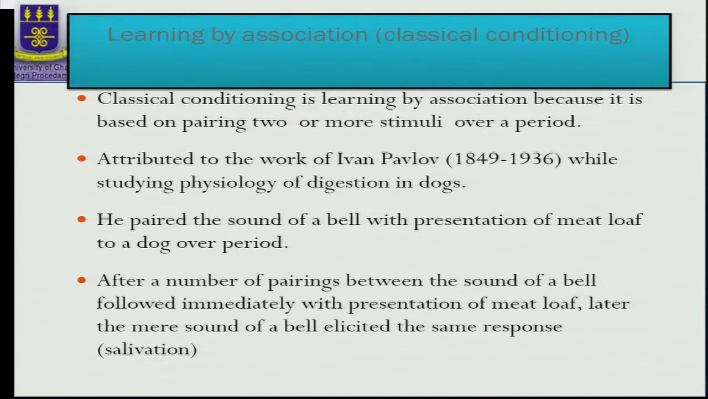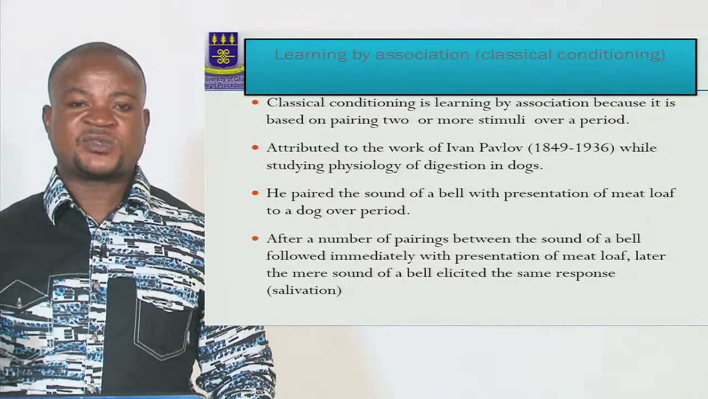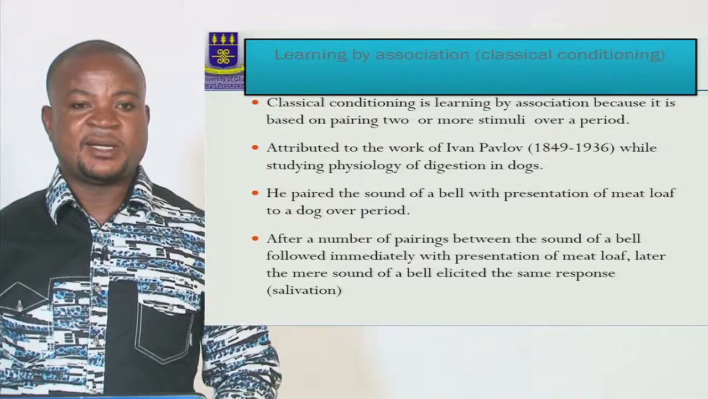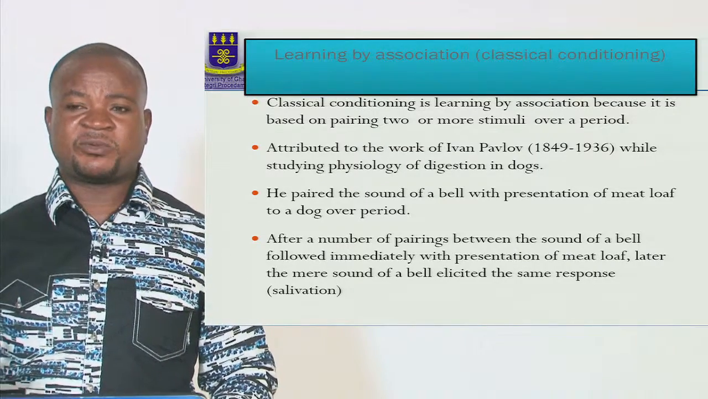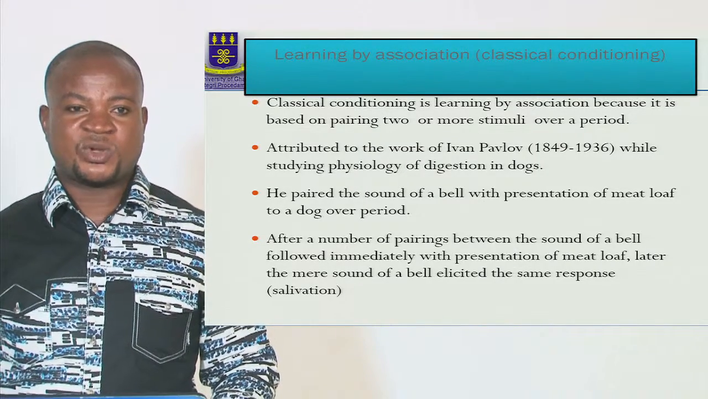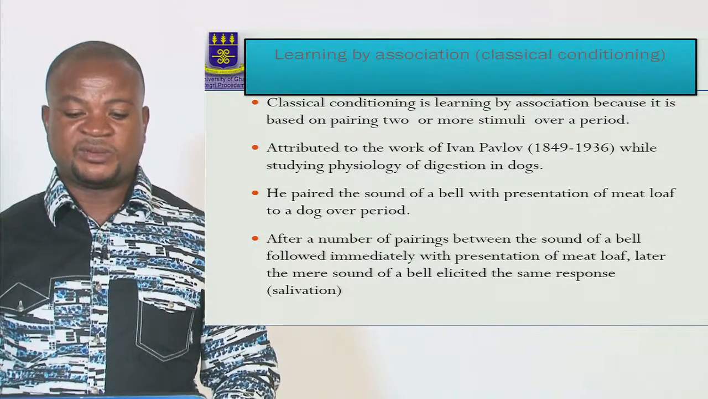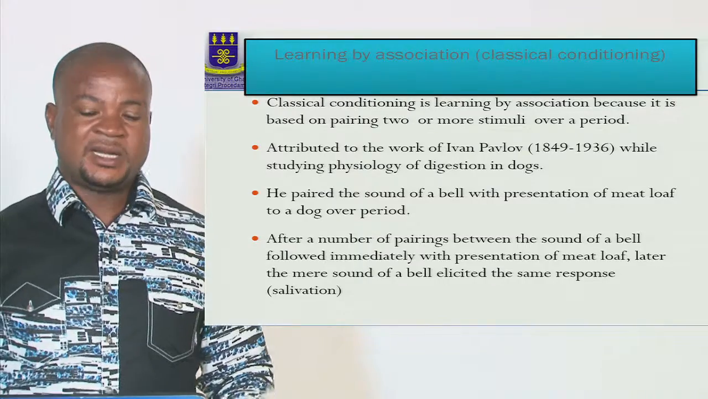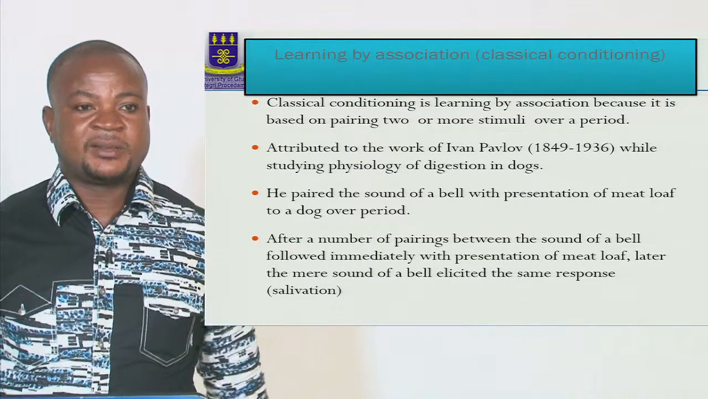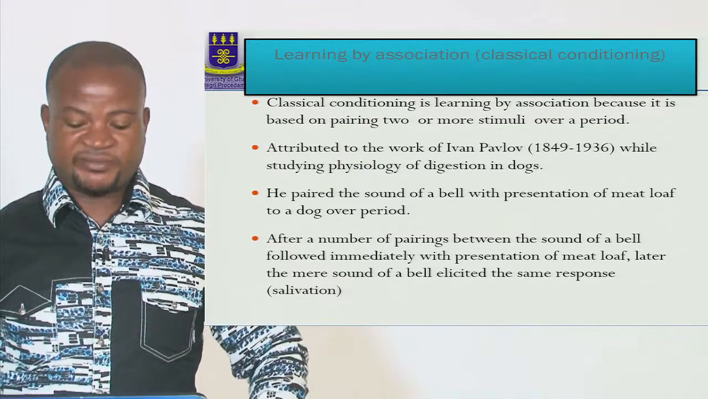No human being is born to stop when they see red. But the moment we get to the traffic light and it's red, we stop. That is learning by association. We associate the red traffic light with stopping. We associate the green traffic light with driving on or moving. That is learning by association. And this was given to us by a gentleman called Ivan Pavlov.